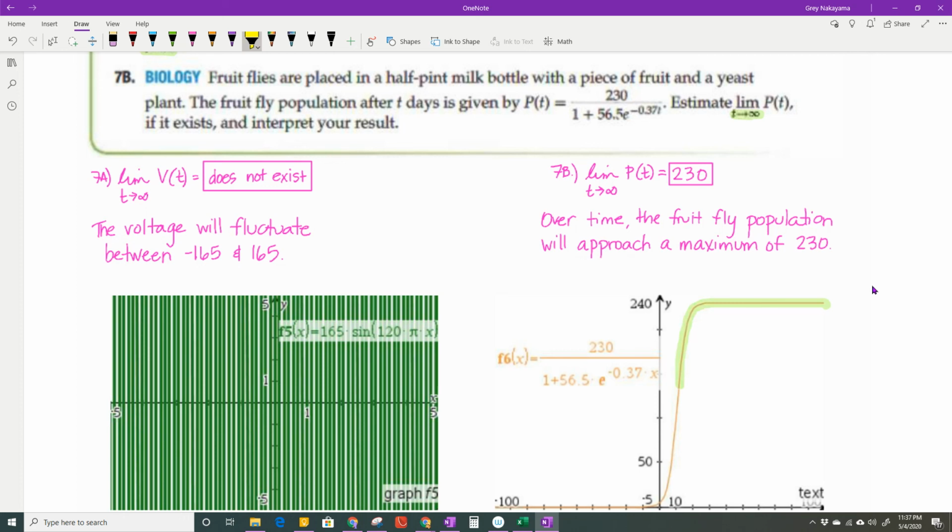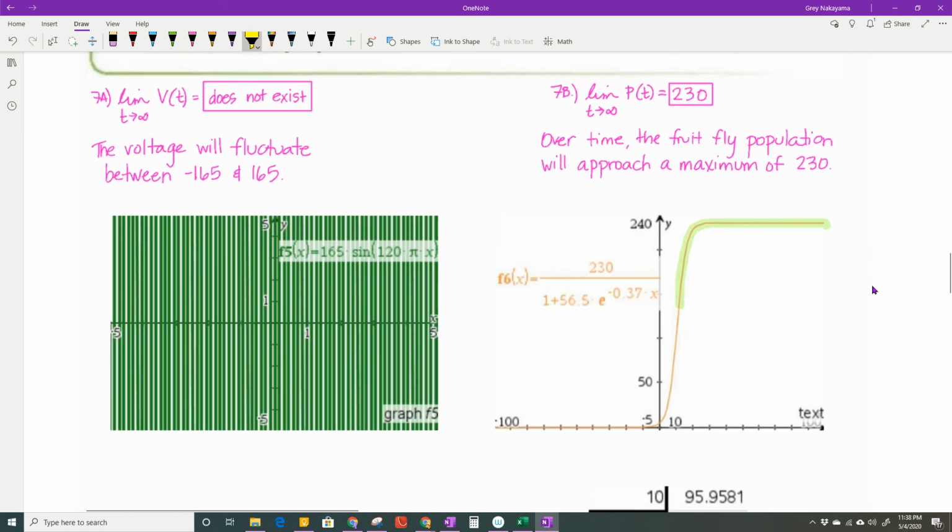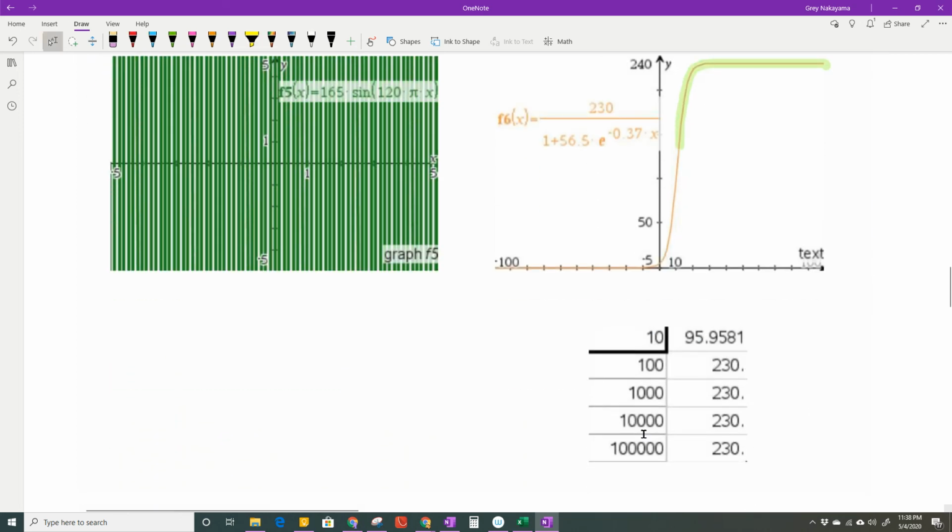Wonderful. That is the end of estimating limits graphically. I put the table in there for you too.